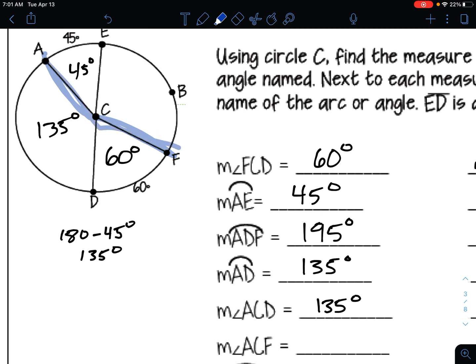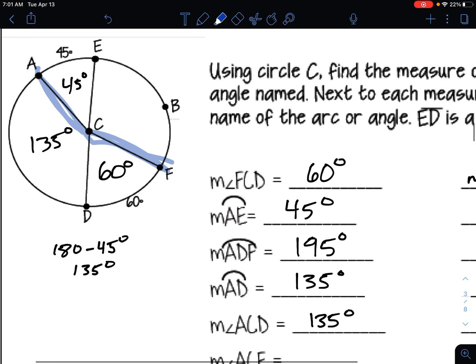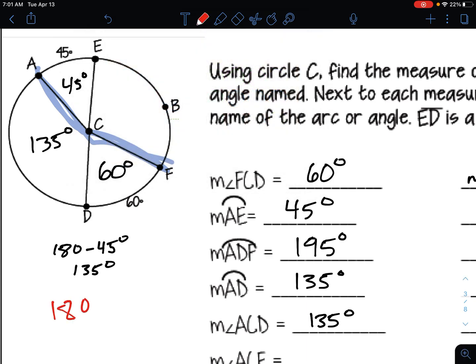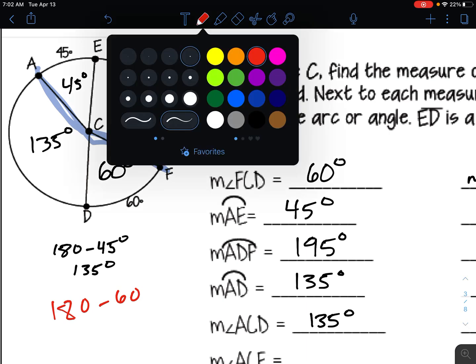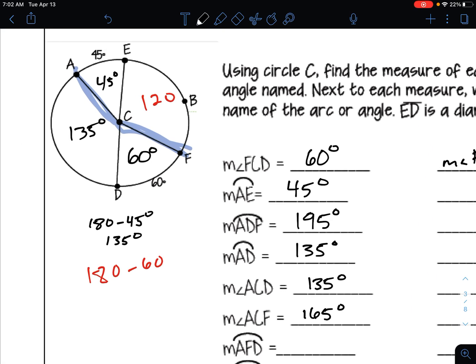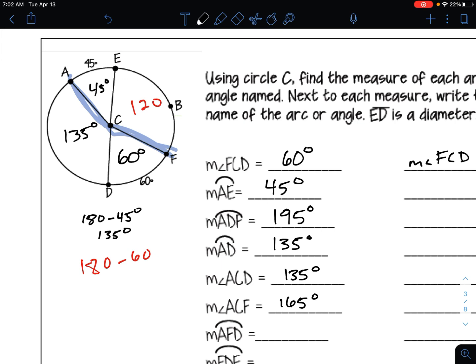Now, what do we need? We need to find the arc of EF. Well, same thing. ED is 180. We're going to subtract out that 60. And we get this piece over here to be 120. So for ACF, we want to add 120 and 45 together to get 165 degrees. Now we got all the pieces. Now we can just start adding stuff together.